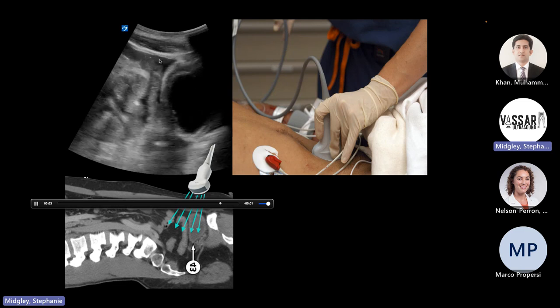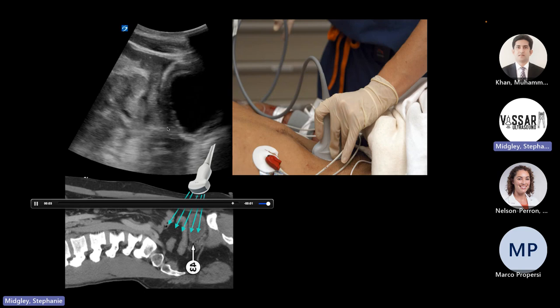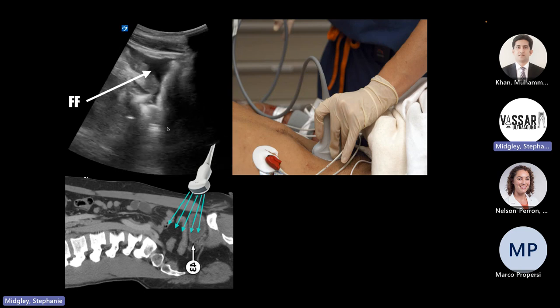And then again, here's your free fluid. It's black, it's pointy, and it's filling in the spaces above the bladder.